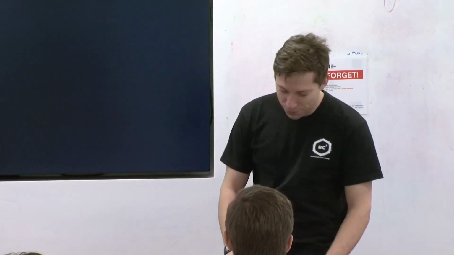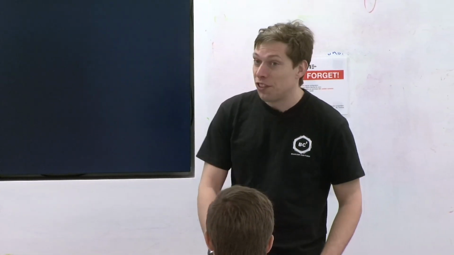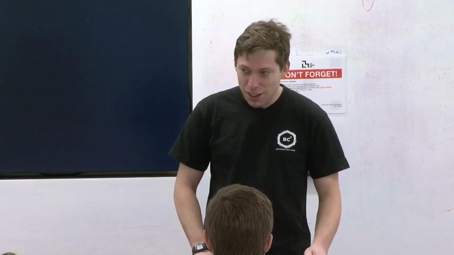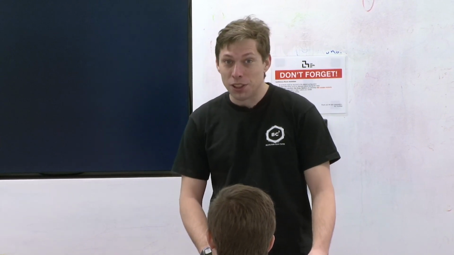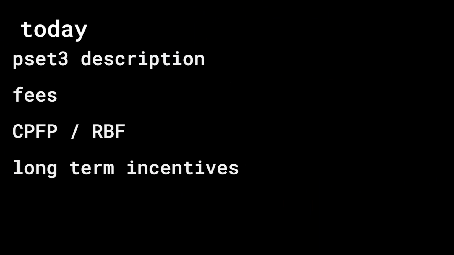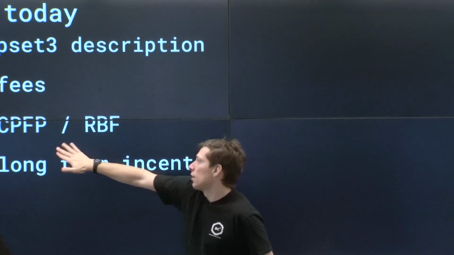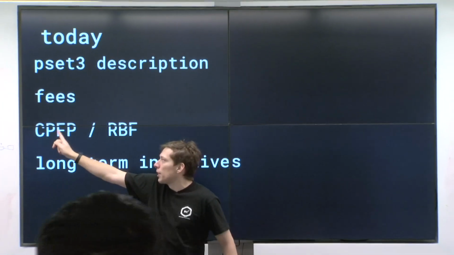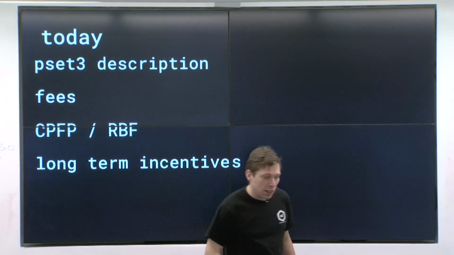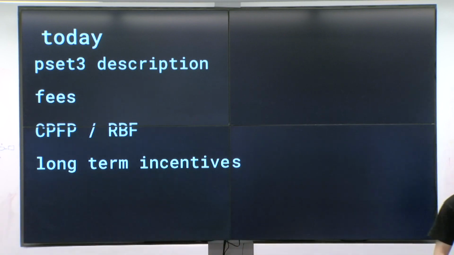Okay, so today I will talk mostly about fees, which is an interesting and somewhat contentious issue in Bitcoin and all these other systems. Scheduled for today: problem set 3 description. We'll talk about fees, these unknowable acronyms, child pays for parent and replace by fee. And then talk a little bit about long-term incentives in Bitcoin and how that relates to fees.